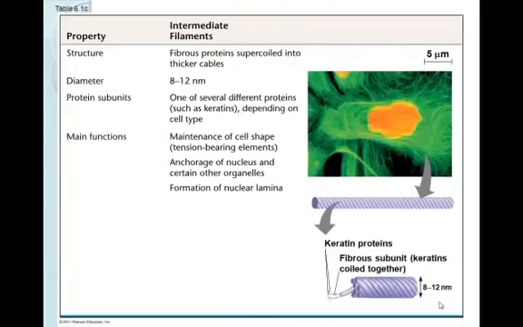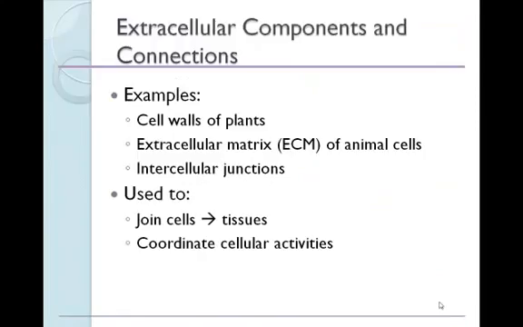A third type of cytoskeleton is the intermediate filament. There are several types of intermediate filaments, and one type, the keratin filament, is shown here. Intermediate filaments are needed to maintain the shape of the cell and to anchor various organelles in the cell. One type of intermediate filaments is used to anchor the nucleus and to form the nuclear lamina, which lines the interior of the nucleus.